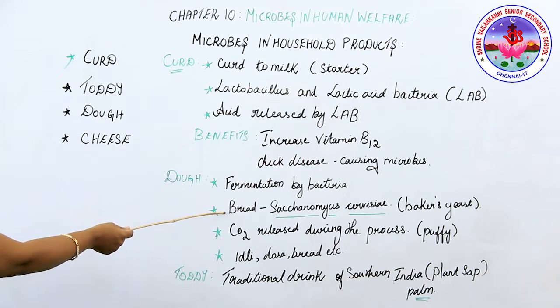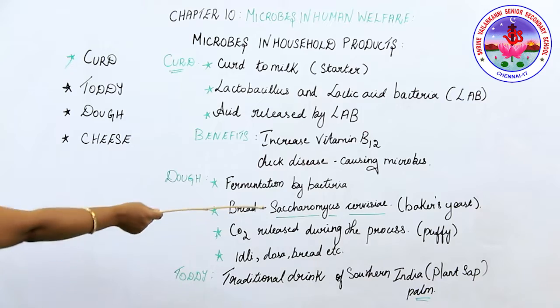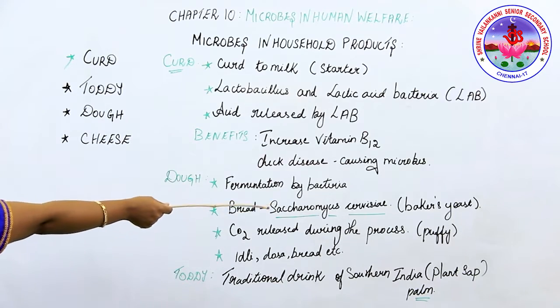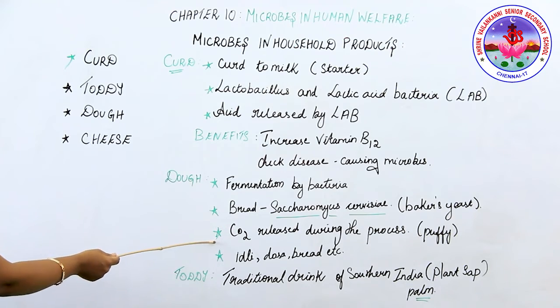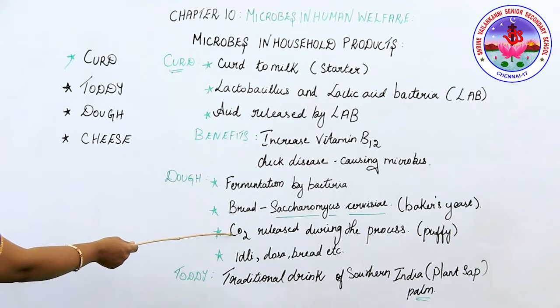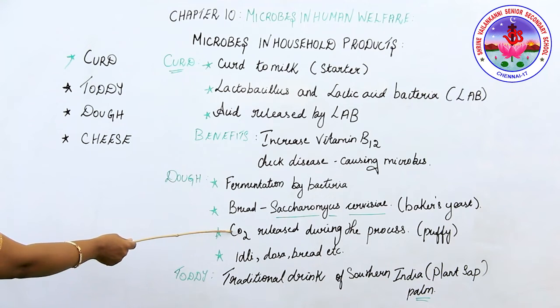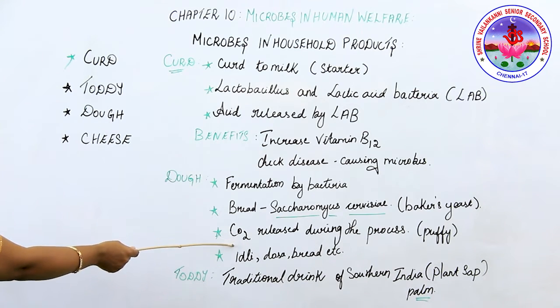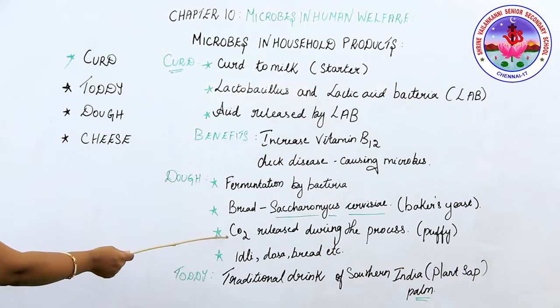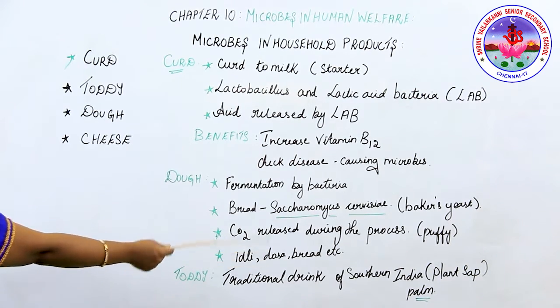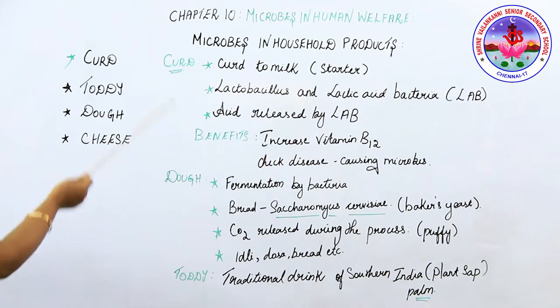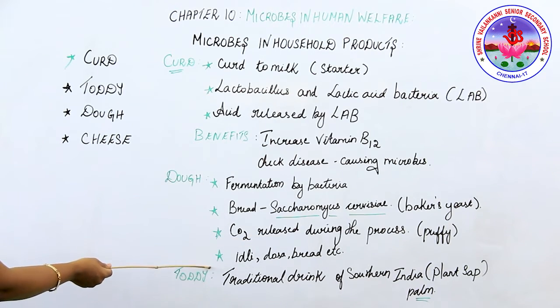The next point is about bread. Bread is made by the fermentation process by Saccharomyces cerevisiae, commonly called baker's yeast. How does it do this? Carbon dioxide is released during the fermentation process, which gives the puffy appearance to dough. It is used to make foods like idli, dosa, bread, etc. So this is all about dough. Dough is nothing but the batter.